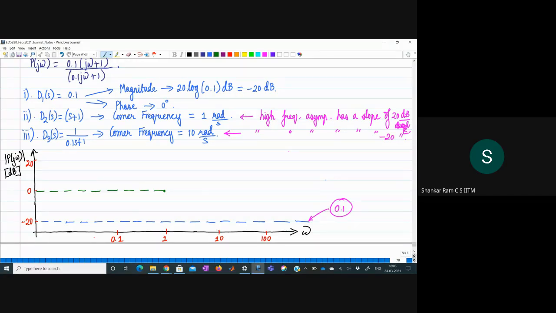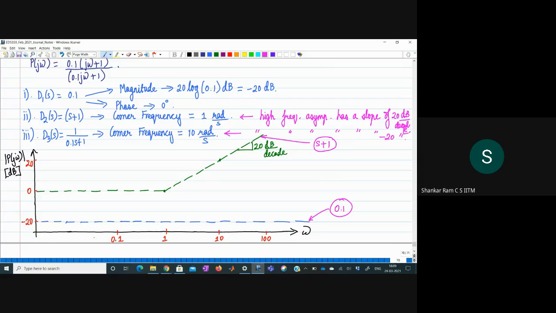Right? So how can I plot it? What is 1 decade above 1? It is 10. So at 10, I should have a value of 20, right? Because at 1, I have a value of 0. If I want to have a slope of 20 decibels per decade, at 10, I need a value of plus 20, right? Only then we will have a slope of plus 20 decibels per decade. Consequently, this curve is the one corresponding to the magnitude plot of the factor s plus 1.